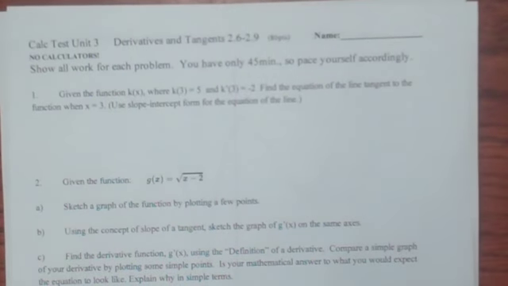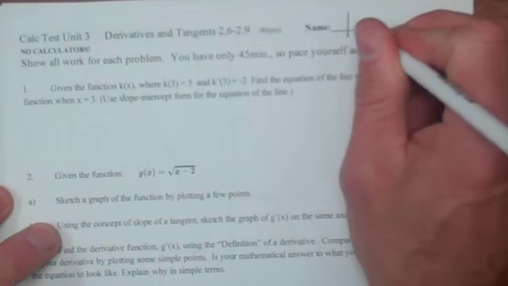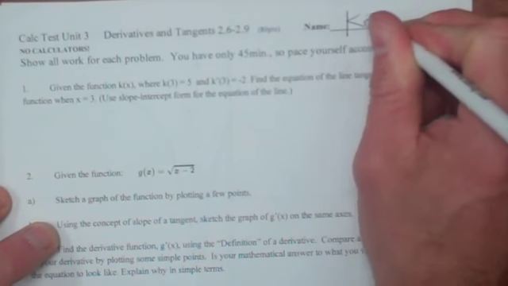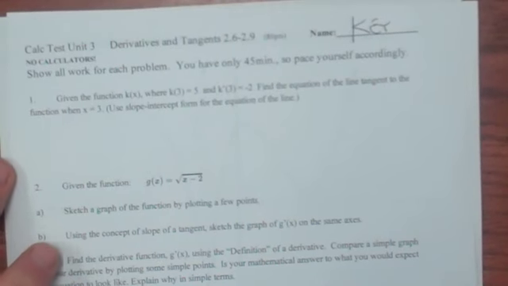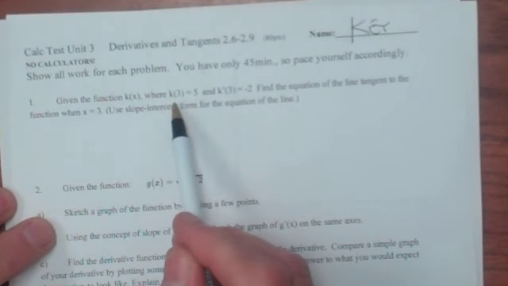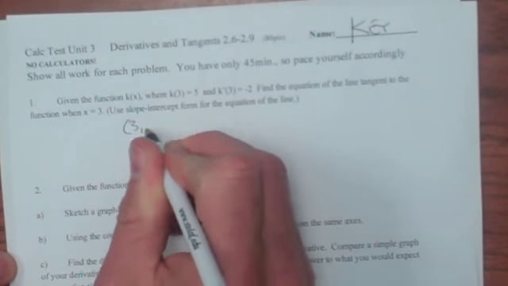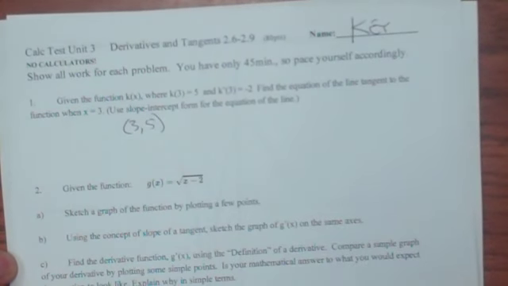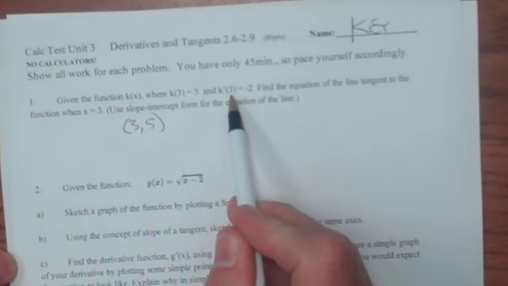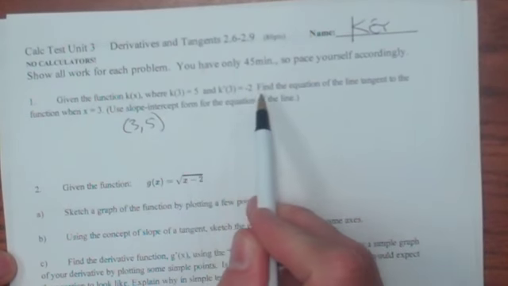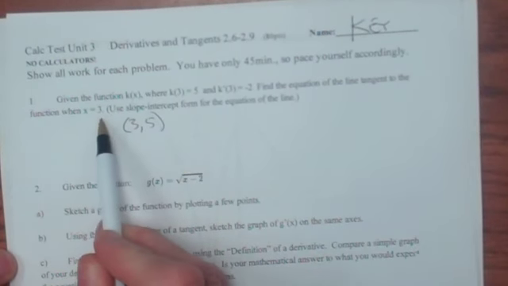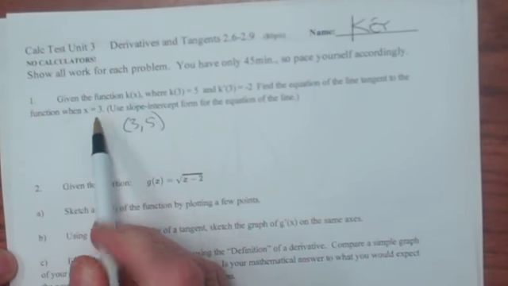Alright, here we are with the answer key for the practice test for Unit 3, 2.6 to 2.9 in our text. Given some function, k of x, where we know k of 3 equals 5, so we've got a point. And we know that the derivative at this point is -2. Find the equation for the line tangent to that function at 3. Just a nice little warm-up problem.